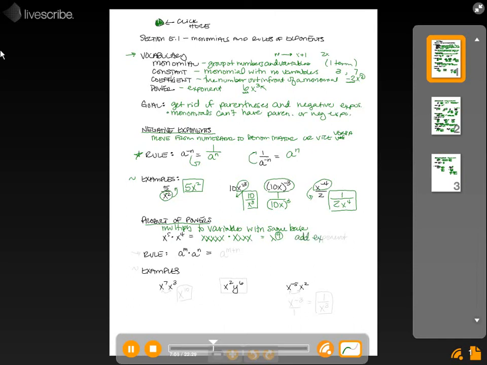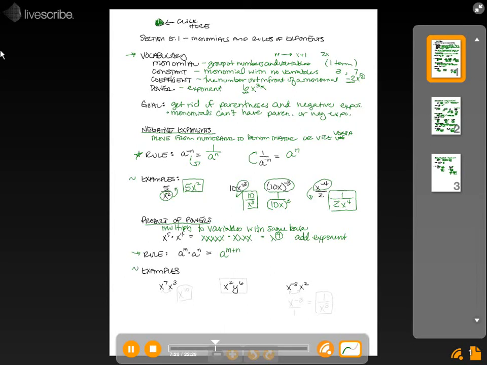Okay, and that's our rule for product of powers. We add the exponents. So for our rule here, if we've got a to the m times a to the n, that's going to become a to the m plus n power. We're going to add those two exponents together. Now we've got some examples down here.